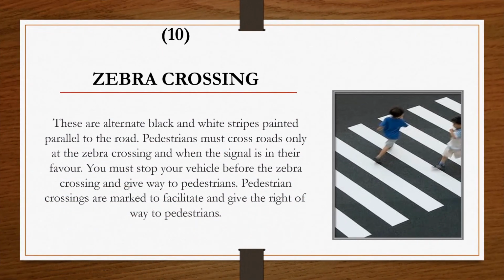10. Zebra crossing. The given image is of a zebra crossing. These are alternate black and white stripes painted parallel to the road. Pedestrians must cross roads only at the zebra crossing and when the signal is in their favor. You must stop your vehicle before the zebra crossing and give way to pedestrians. Pedestrian crossings are marked to facilitate and give the right of way to pedestrians.